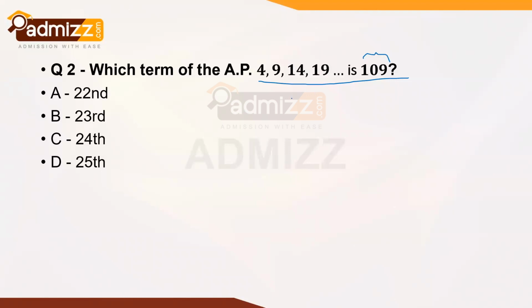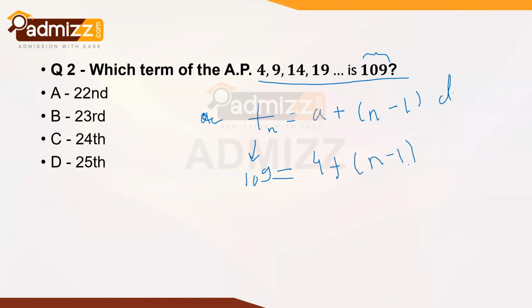Let's solve this, all right? So we've got that the nth term is 109, and we know the formula Tn is equal to a plus (n minus 1)d, right? We know that Tn is equal to 109. We know the first term, that is 4. We don't know which term it is, so we'll keep n as it is. We know the common difference as well. That is 9 minus 4, which is 5, right? So from this equation, all we have to do is solve for n.